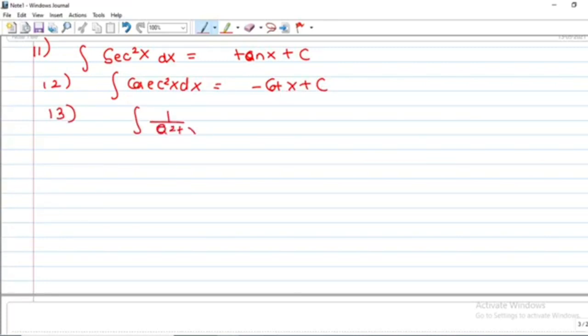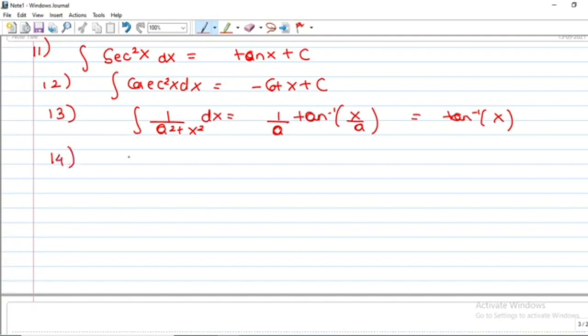The integral of 1 upon a square plus x square dx is nothing but 1 upon a tan inverse x by a. Now see what the problem in this formula is: in many books you will see tan inverse x without mentioning 1 by a. You need to memorize this one with 1 by a. Don't get confused if 1 is present there, it becomes like this when a is 1.